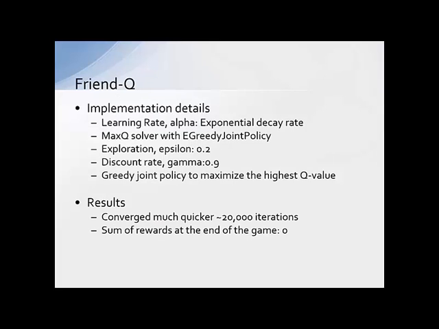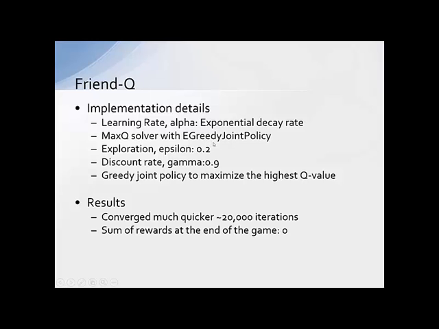All our experiments follow a typical strategy wherein two multi-Q agents are made to use a joint policy defined by the type of algorithm we run. The first is the Friend-Q algorithm. Key parameters are chosen as recommended in the paper. The learning rate is modeled as an exponential decay rate. The max Q solver is used for maximizing the highest Q value.